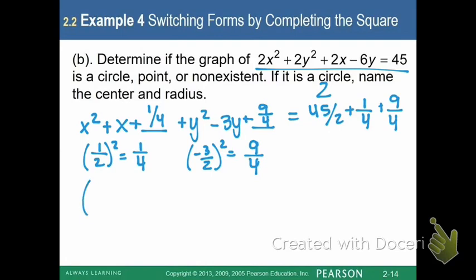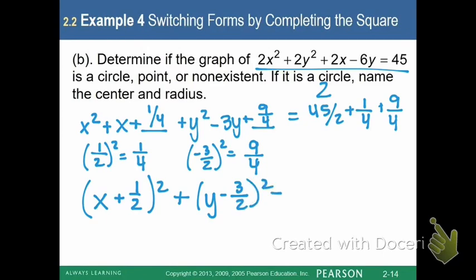So it's a little weird, but I can still rewrite this. I'll have x plus the 1/2 squared plus y minus 3/2 squared equals, and then when I add those together on the right side, I end up getting 25. Now you can do that on your calculator, or you can get a common denominator. It wouldn't be hard to change this over here to 90 over 4 and then add those together, okay, to get the 25. So again, because it's positive, it's going to be a circle, right?